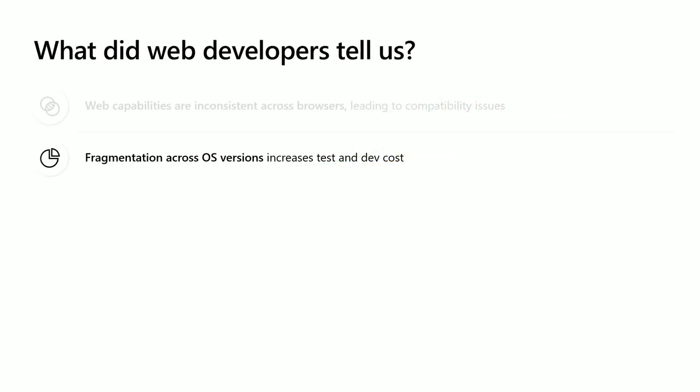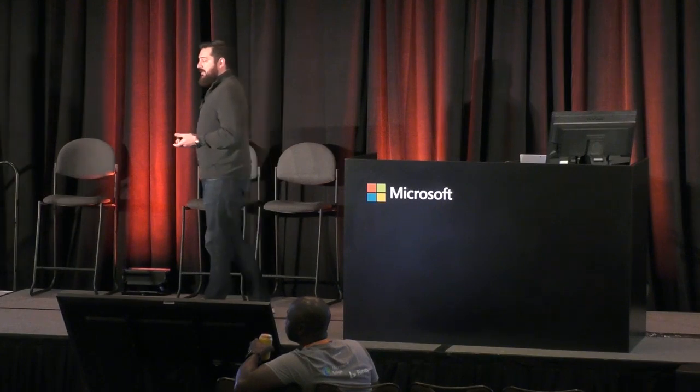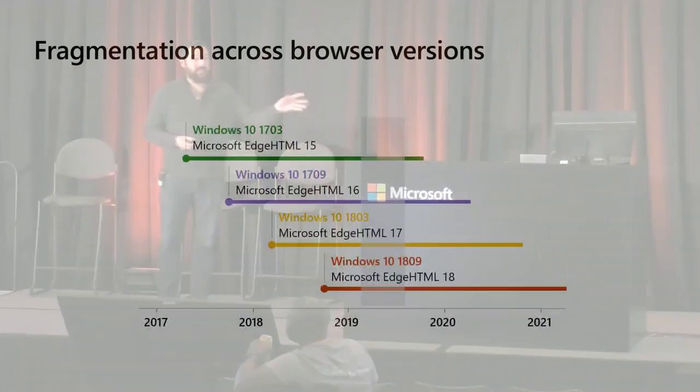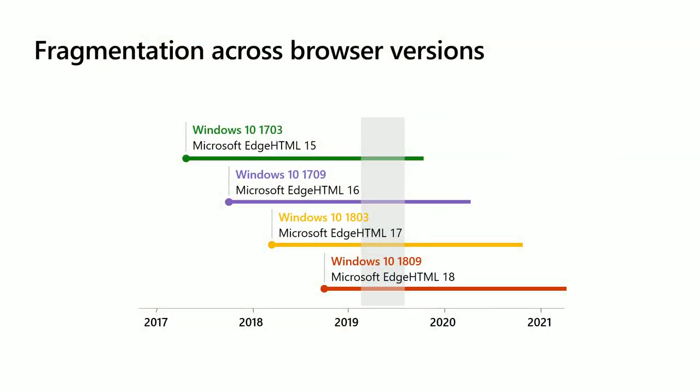The second big theme in feedback we heard is fragmentation across versions, so versions of the operating system specifically. So historically, Edge has been bundled to the operating system version of Windows, which meant that on Windows 10, you might actually have to support multiple versions of Edge in market at any given time. So here we have 4 different versions of Windows 10 with 4 different versions of Edge that are all actively supported and that you might have to support for your sites.